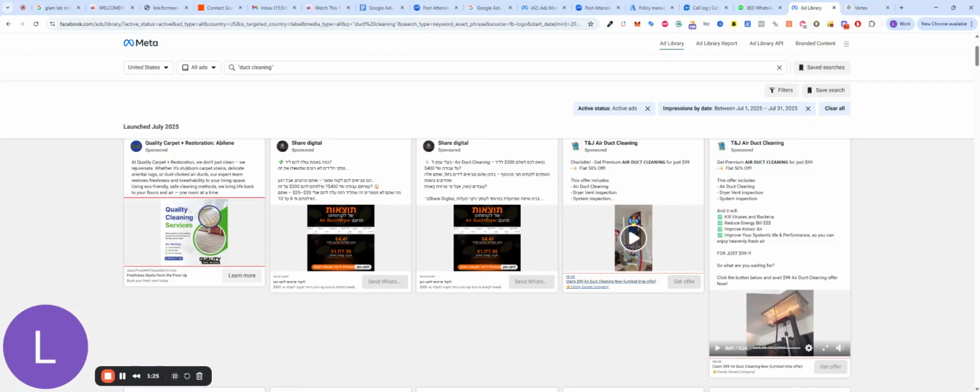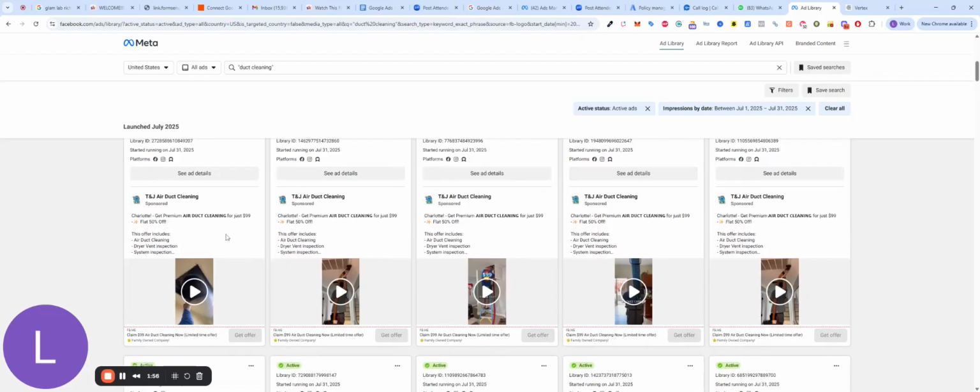So in this case, if we're looking for air duct cleaning, we see that this says get premium air duct cleaning for just $99 flat. So they have a special offer, right? They also describe a lot of things that they do, but it doesn't really have any scarcity or urgency. Although this is a good start, in order to improve this, I would add some sort of scarcity and some sort of urgency. But you can tell that this has technically been working for them because the offer is so good.